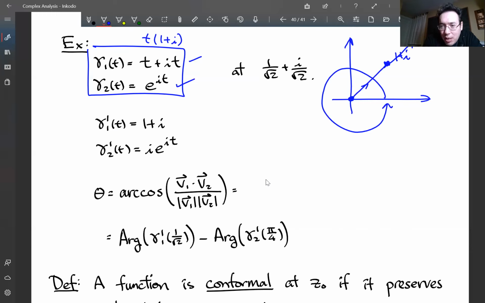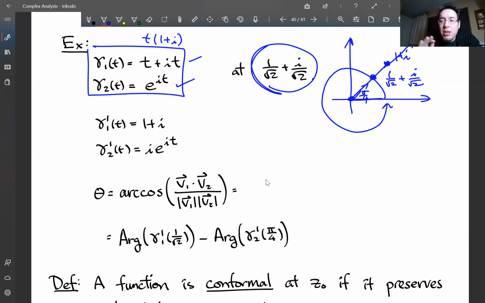Okay, so they clearly intersect on the unit circle when that line hits that circle. We know that that point will happen at 45 degrees, or pi over 4 radians, from the origin. So that location is cosine of pi over 4, which is 1 over root 2, plus i times the sine of pi over 4, which is i over root 2.